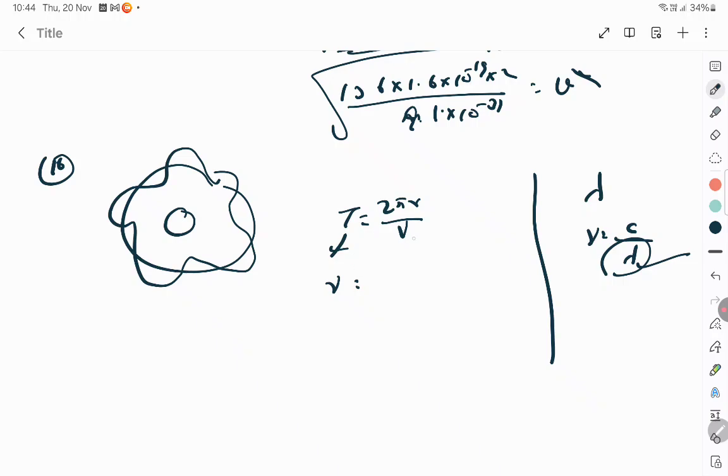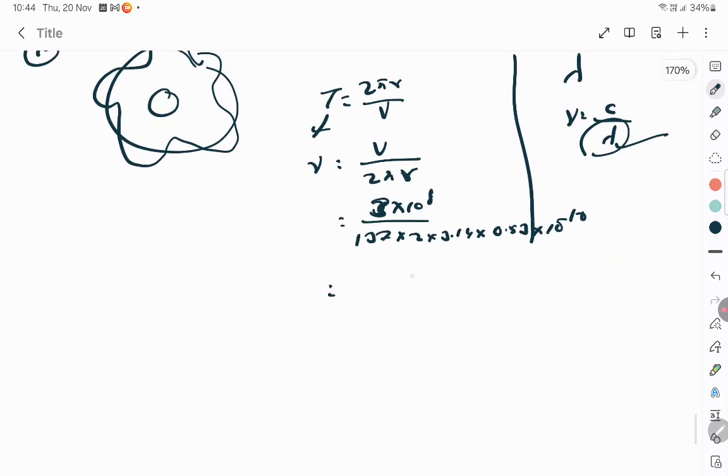Time period is 2 pi r by v. Frequency is therefore v by 2 pi r. Velocity is what we just found, c by 137, correct? Yes. 3 into 10 to the power 8 by 137 into 2 into 3.14 into r, which is 0.53 into 10 to the power minus 10. Let's take this and calculate and see if you're getting the same answer as them.